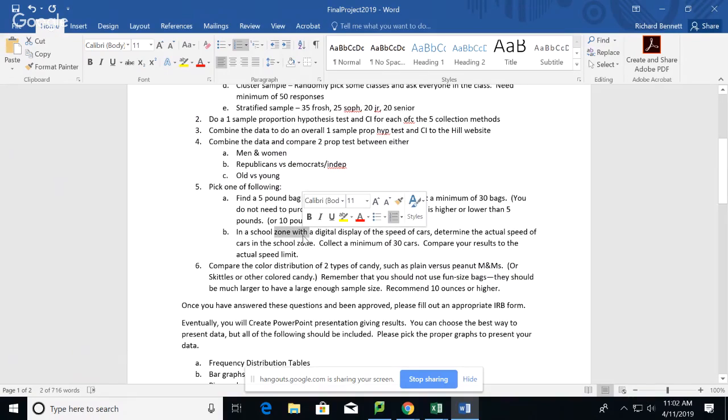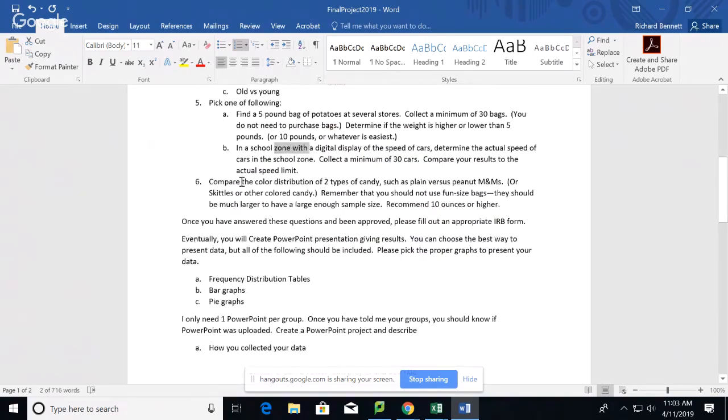Is anybody doing the school zone? Oh, good. I'm glad, because last year that was what almost everybody did, and I don't think anybody's doing it this year. That's fine. Then you're going to do a 9th one with the color distribution on the candy. Are we only doing hypothesis tests? You don't want any other?